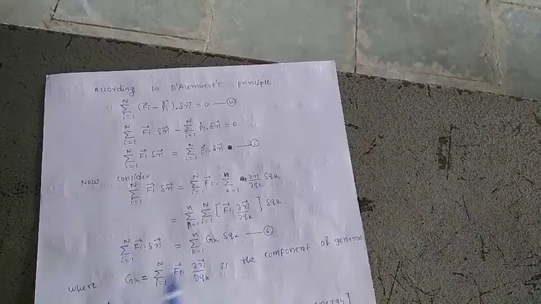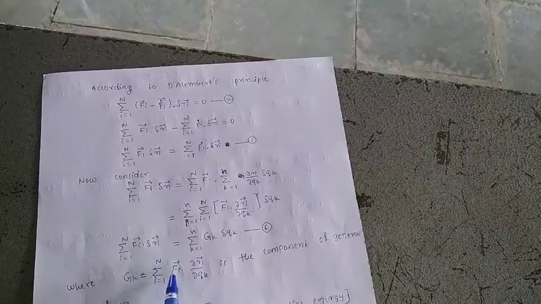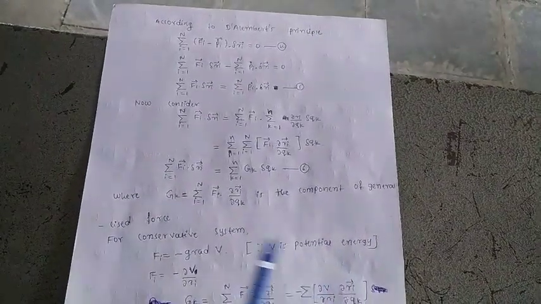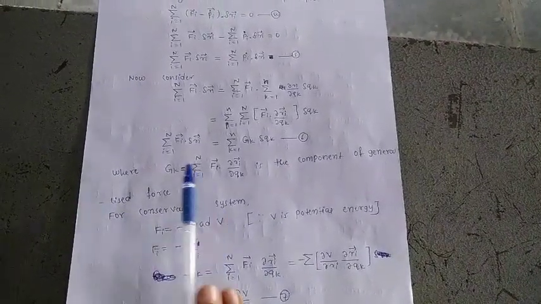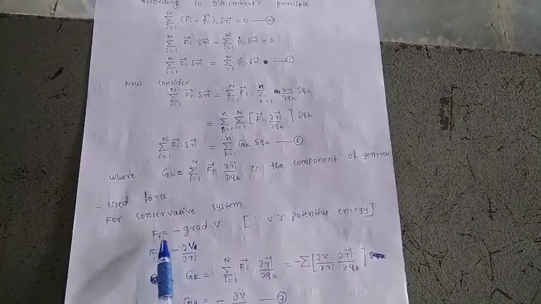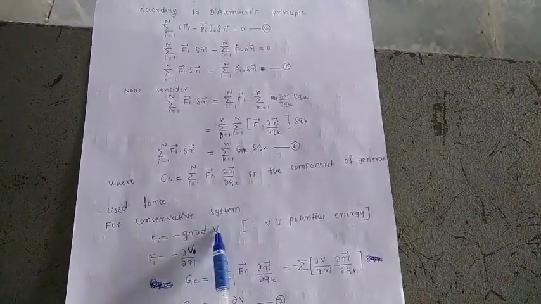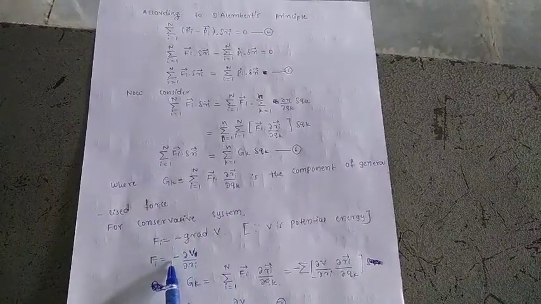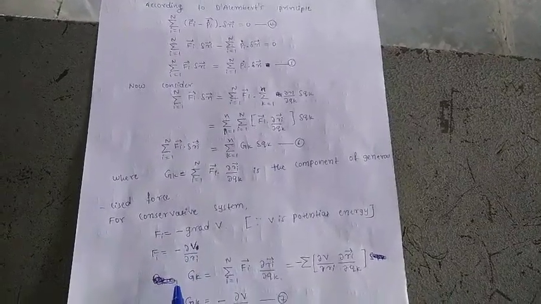Here Gk is equal to summation over i = 1 to n of Fi into ∂Ri/∂Qk. This is the component of generalized force. This Gk is the component of generalized force. For a conservative system, this force is derivable from a scalar potential, that is Fi = minus gradient of phi, because phi is the potential energy of the system. This Fi we can write as minus ∂V/∂Ri.